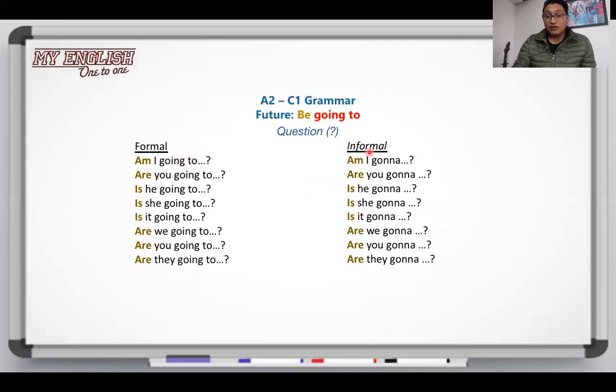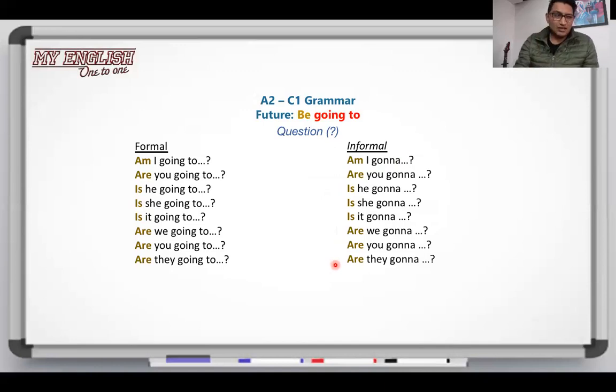Now, in a very informal way, it would be very similar, but you have the gonna in this part. Like, am I gonna? Are you gonna? Is he gonna? Is she gonna? Is it gonna? Are we gonna? Are you gonna? Are they gonna? Let's practice this with a verb.